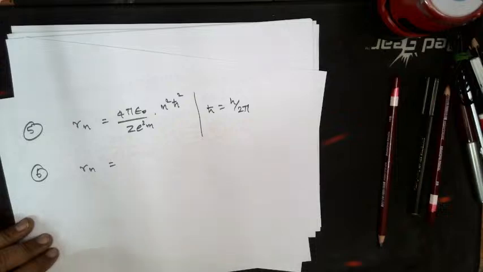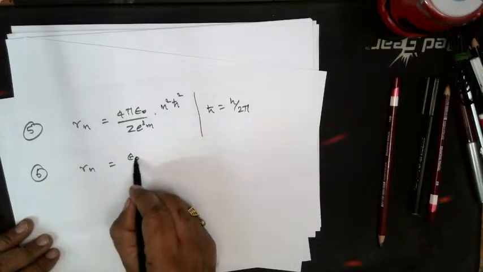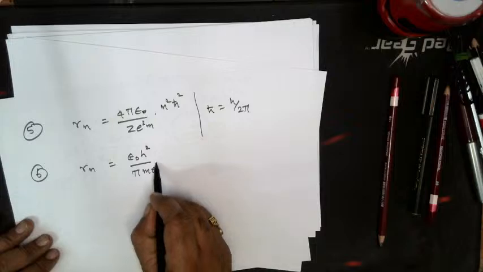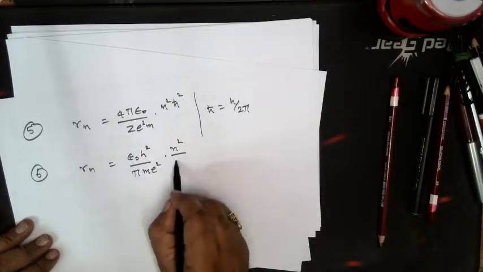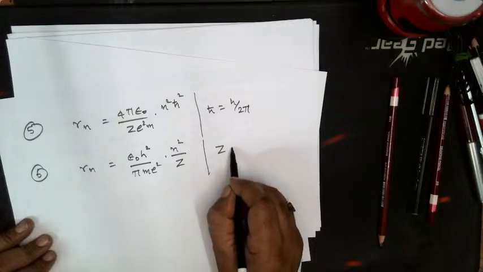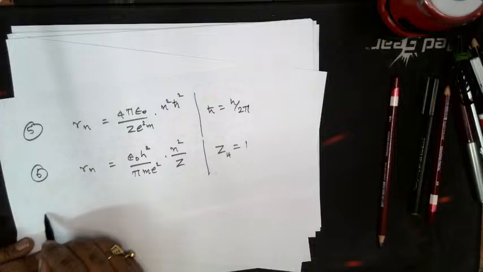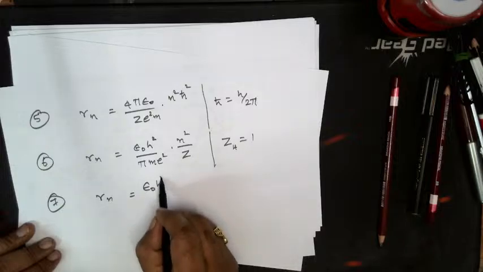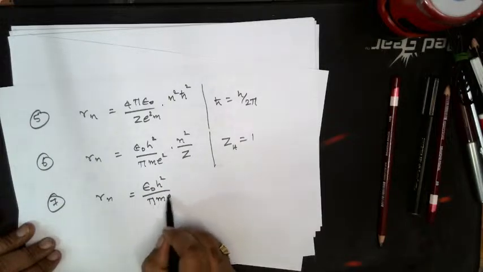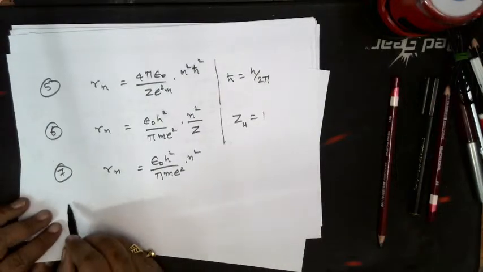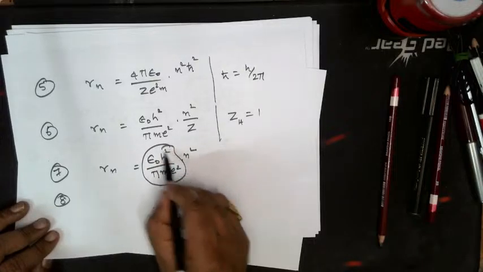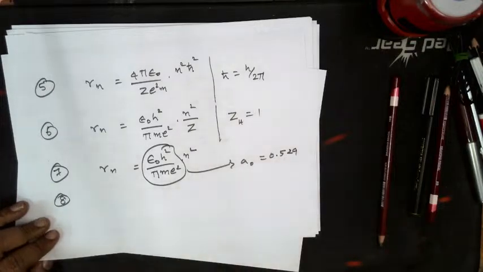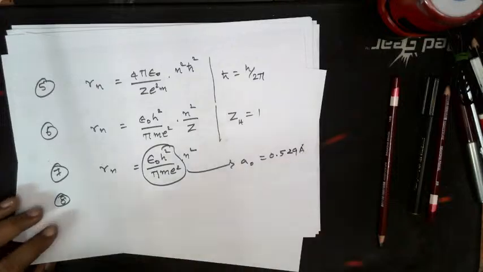So that we were able to reduce this, and Rn is equal to, what is the final equation we got? Epsilon naught h squared divided by pi into m into E squared into n squared divided by Z. Then we declared it is for hydrogen, so Z is 1. And the seventh step is Rn is equal to epsilon naught h squared divided by pi m E squared into n squared only.